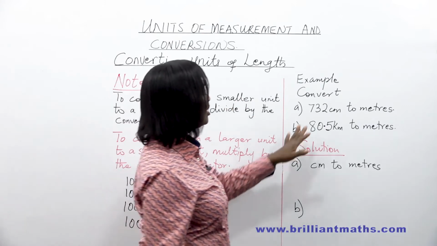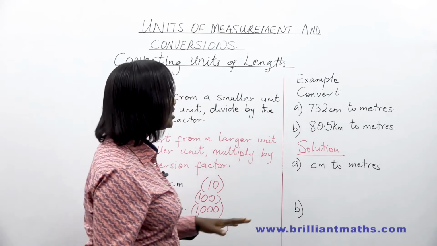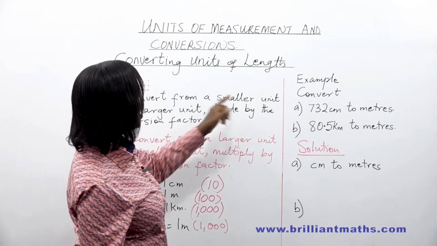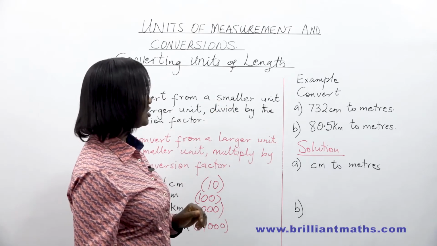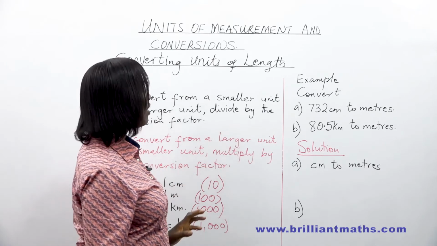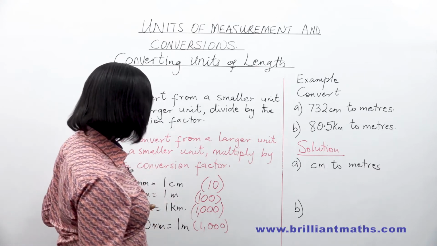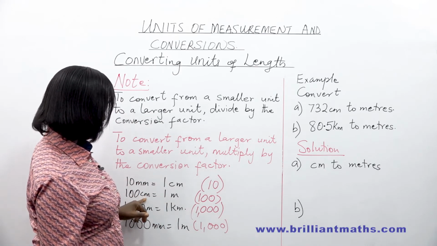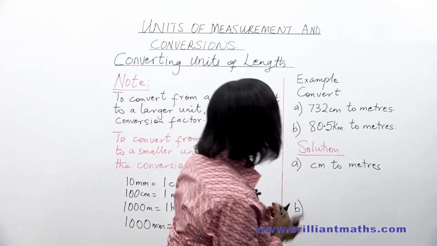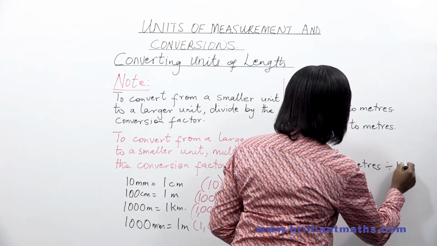Let's convert 732 centimeters to meters. Centimeters to meters, we're converting from a smaller unit to a larger unit. So we are going to divide. And what's our conversion factor? It is centimeters to meters. So that's 100. So from centimeters to meters, we divide by 100.